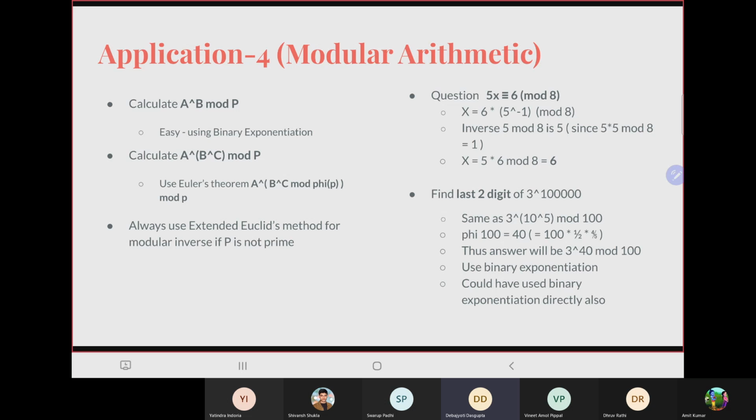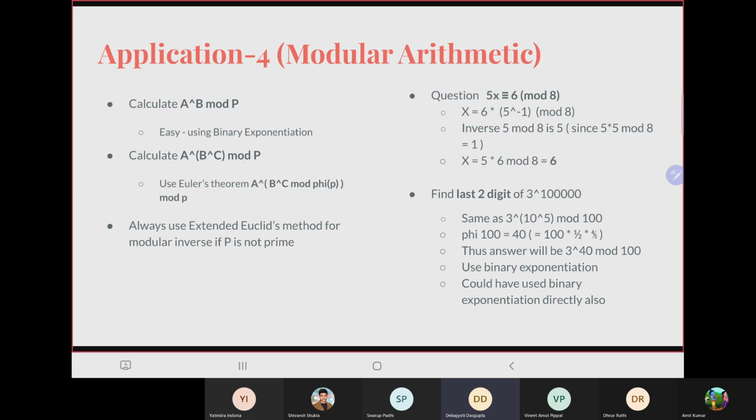So what will be our answer? We will get 6 into 5 mod 8, that is 6. So if you see, if x is 6, then 5 into 6 will give you 30, and under mod 8 it gives 6. So yes, our answer was correct. So this was simple. You just needed to find the inverse and multiply it with the number.